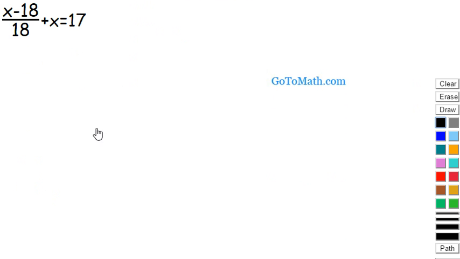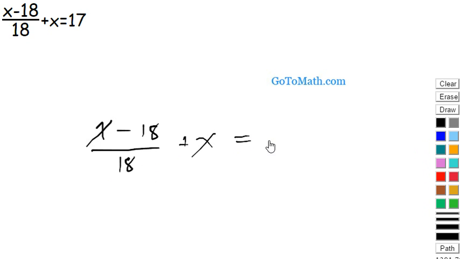Alright, we got x. I need to reset my default, I think. That doesn't look like that thinned out any. I don't know. Over 18 plus x is equal to 17.